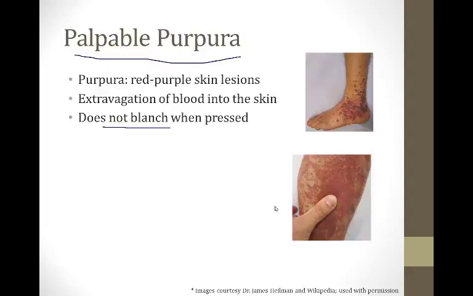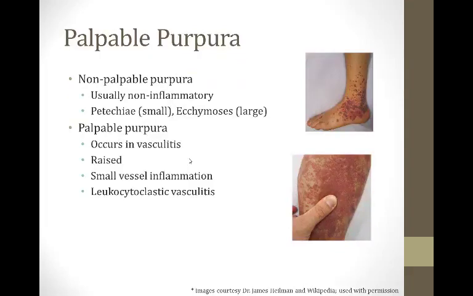And there's an example of someone pressing on the skin of a patient with purpura over here on the right. Another example of what it might look like over here up at the top. Non-palpable purpura are usually non-inflammatory, and these are called petechiae when they're small and ecchymoses when they're large. And you may know that one cause of petechiae is thrombocytopenia, so this is non-inflammatory loss of blood in the small vessels of the skin.